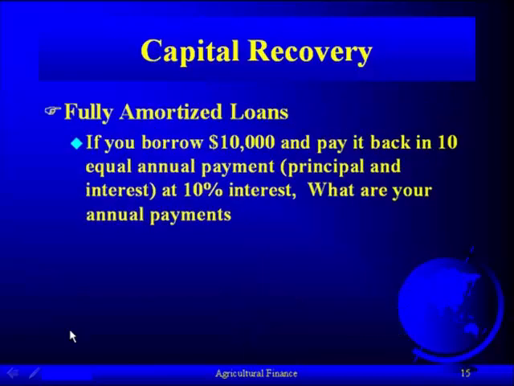Okay, going now to the fully amortized loans to see an example of this. If you borrow $10,000 and pay it back in 10 equal annual payments, being principal and interest at 10% interest, what is your annual payment? To put this closer to home, you want to buy a $10,000 Ford Escort. What would be your annual payments for this particular loan?